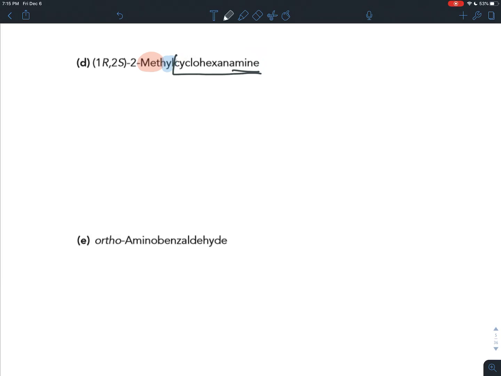Let's draw that first. Cyclo means it's going in a ring, and hex means you have 6 carbons. A 6-carbon ring looks like a hexagon. AN means we have all single bonds, and the suffix amine means we have a nitrogen coming off of here. Now we know nitrogen forms 3 bonds, so there's going to be 2 more. And we don't see any branches with N's in front. Right? We have a 2 here, not an N. And so there are no carbon chains coming off of the nitrogen. It must just be hydrogens. So this is cyclohexanamine.